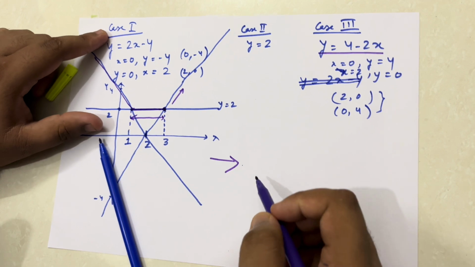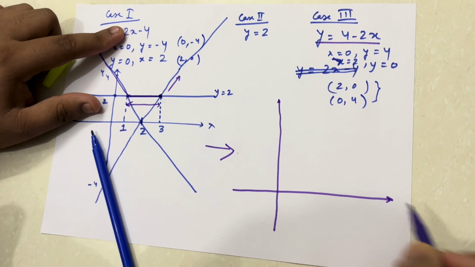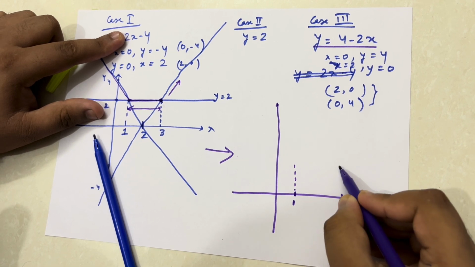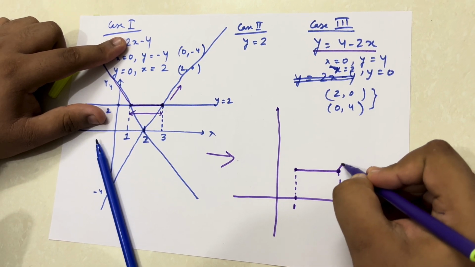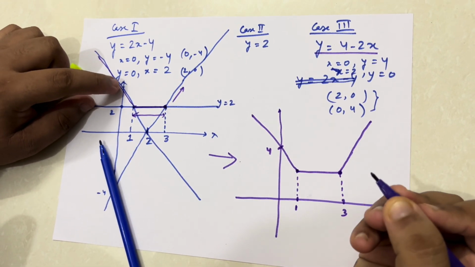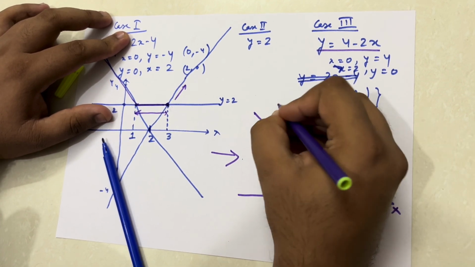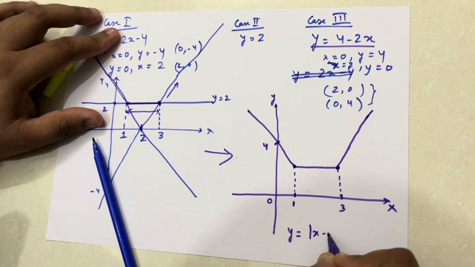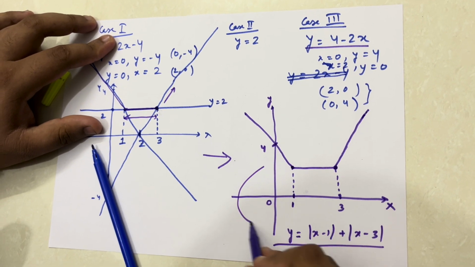If I draw this graph, understand it very properly. These are the two critical points, one is 1, one is 3. What is the value over here? This graph is like this, and then this graph is going like this, and here the graph is going like this. And this point is 4. We already saw it over here. Let me mark it 0, x and y. So this becomes the graph of y equals mod x minus 1 plus mod x minus 3. This is the graph for this equation.